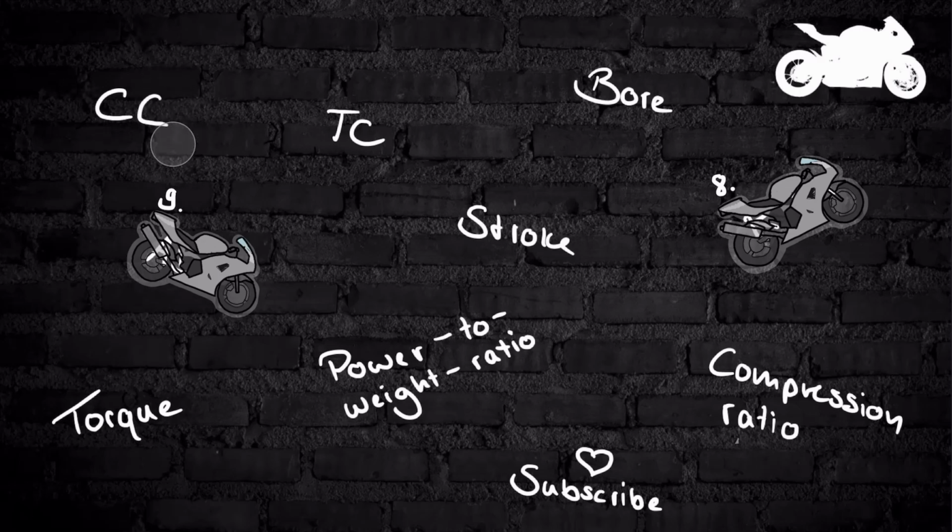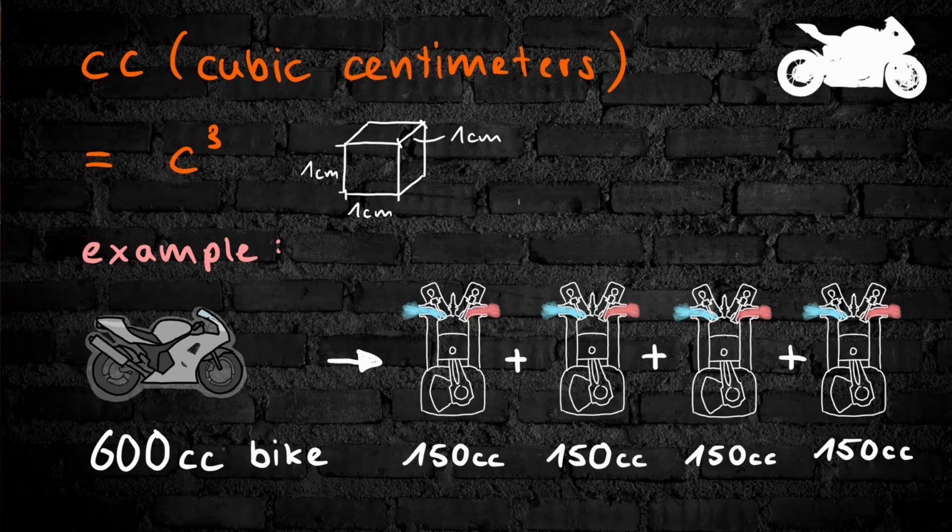What's CC? CC stands for cubic centimeters, and it indicates the engine's total displacement volume. 1 cc has the volume of a cube which is 1 centimeter long at each of the 3 sides. When you name an engine displacement, you're always talking about the complete displacement, meaning the cc of all cylinders added up. Let's look at an example. A 600cc sport bike, for example, has 4 cylinders with 150 cc each.